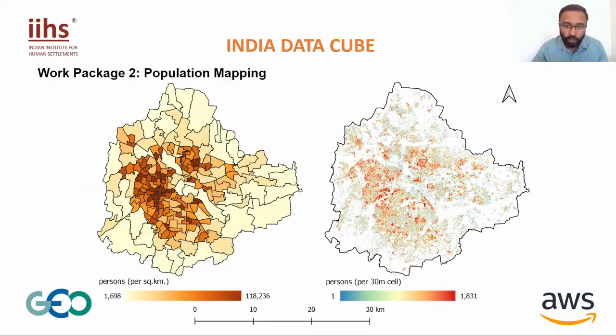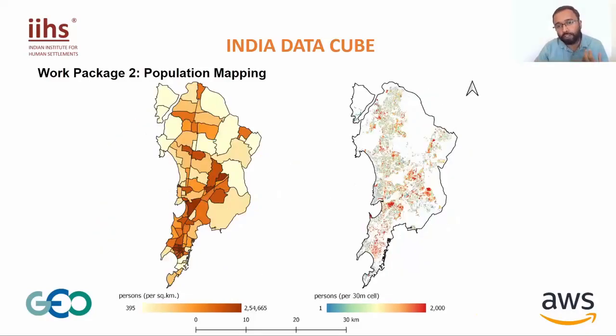These maps show the utility of this type of disaggregation. On the left-hand side, you see administrative unit level polygons where the data is aggregated. And the right-hand side is the detailed disaggregated map showing the spatial variation in much more detail. And this is for the city of Bengaluru and for the city of Mumbai.